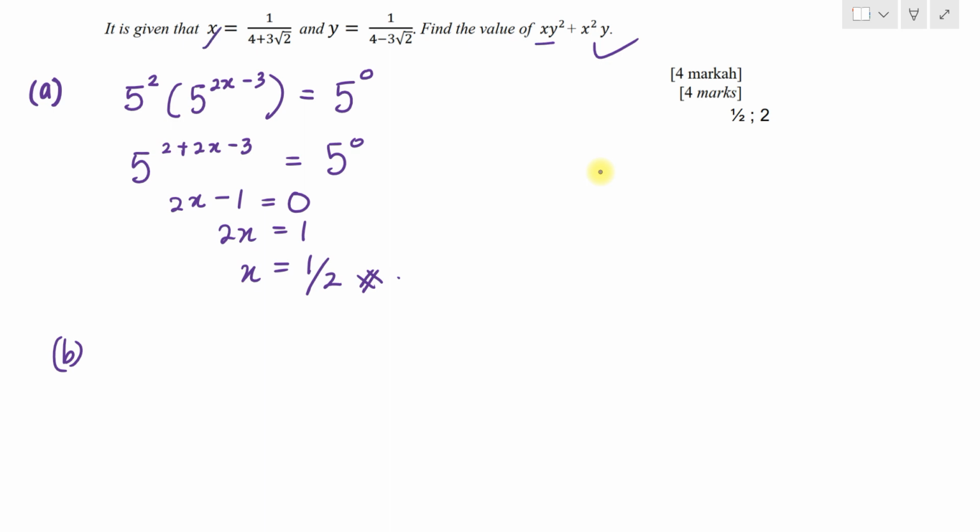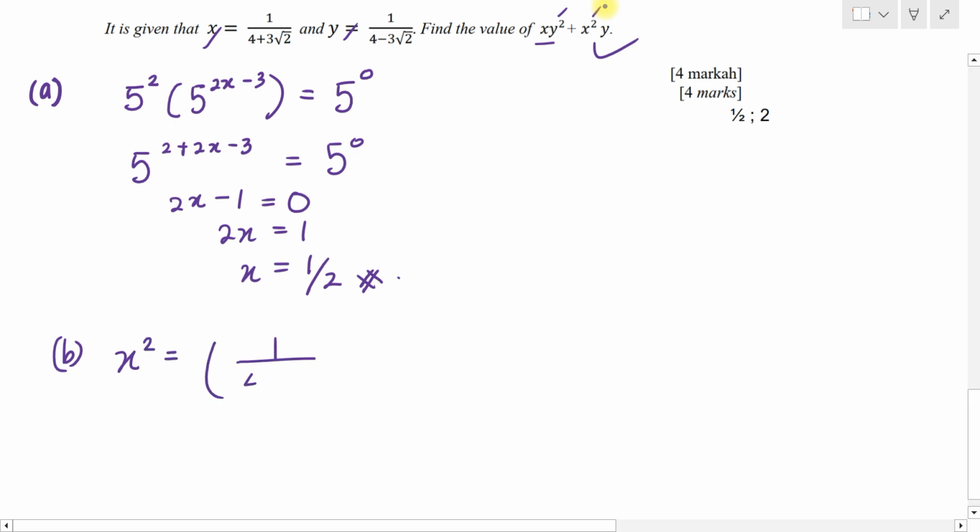Before that, we have the x, we have the y, but what is the y square, what is the x square? So, we try to find the x square first. X square is simply what? 1 over 4 plus 3 surd 2, squared.